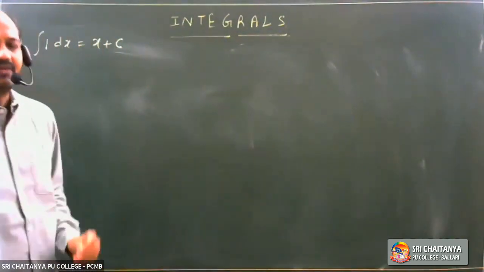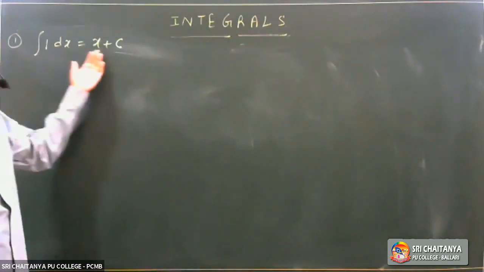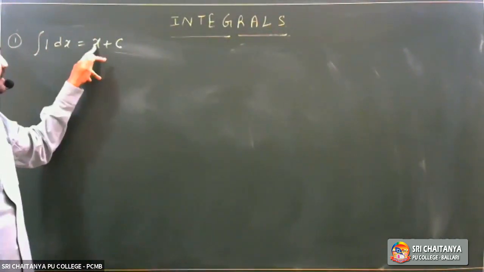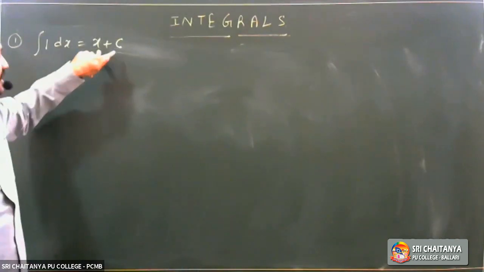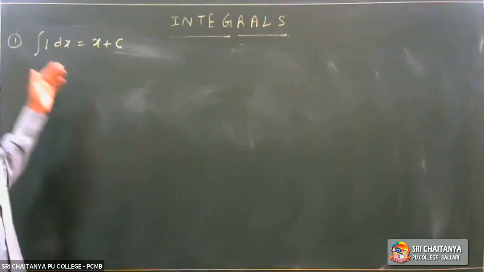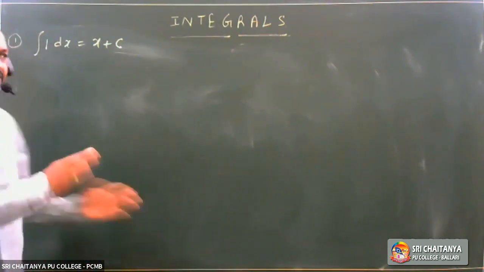Already you know that the derivative of x is 1, so clearly the integral of 1 is x plus c, where c is a constant. For example, the derivative of x plus c: the derivative of x is 1, and the derivative of a constant is 0. So the integral of 1 dx is x plus c. Reverse formulas.